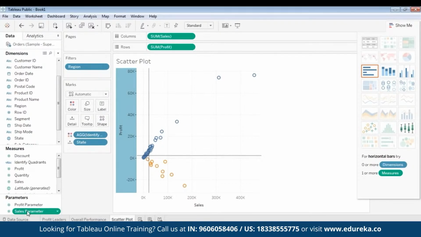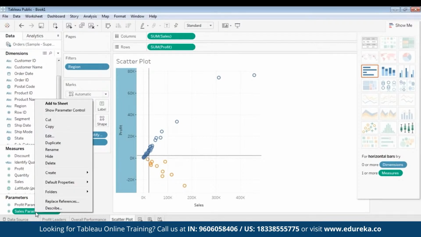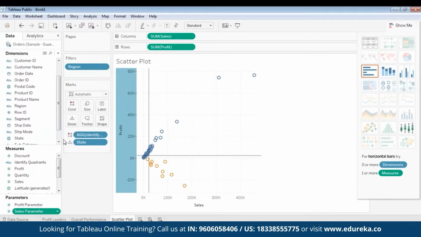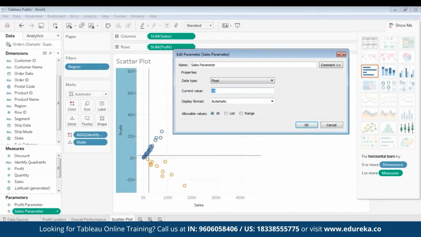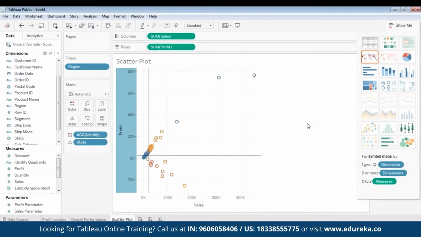Calculated field, identify quadrants. So now let me go back to the sales parameter. What is happening over here? Now you can see it has come back to 14 because we had selected range. We need to select all. Now come back here and put it again. Your sales was 22205. Now you can see you are getting different colors for sales.